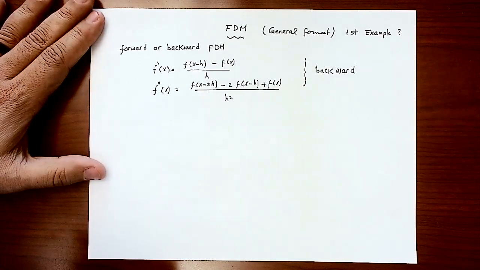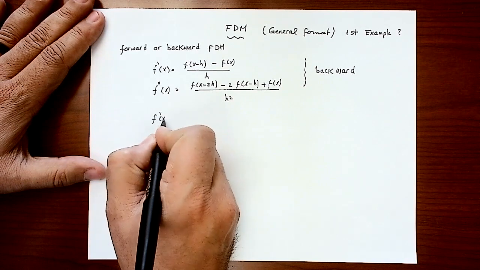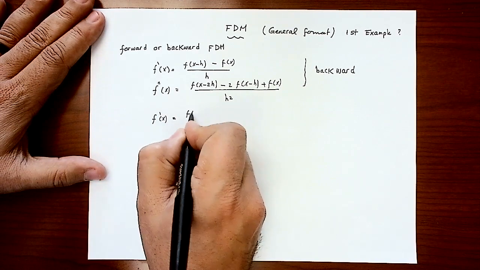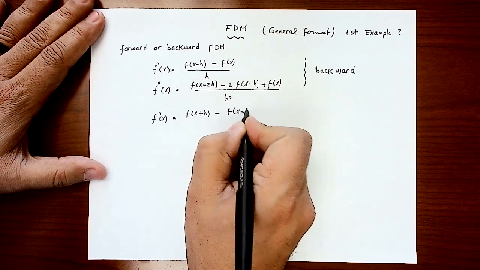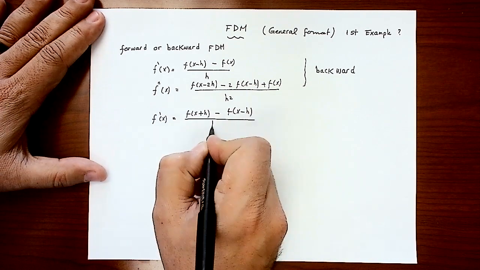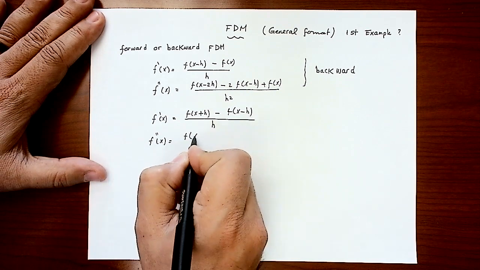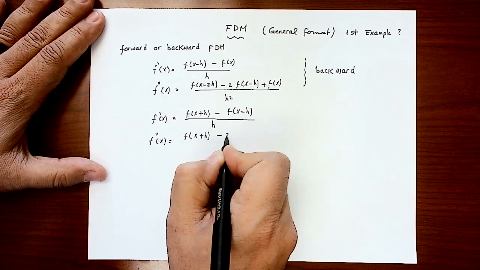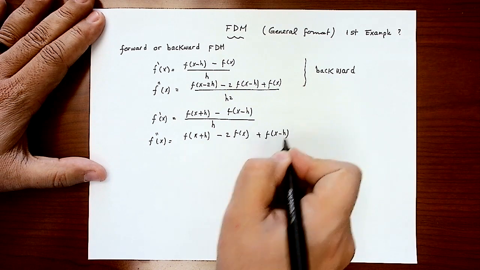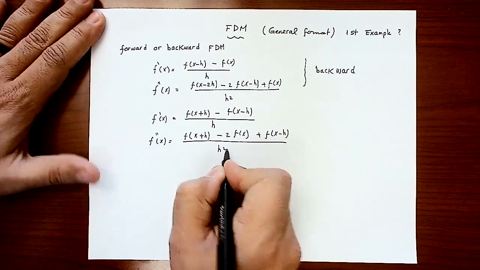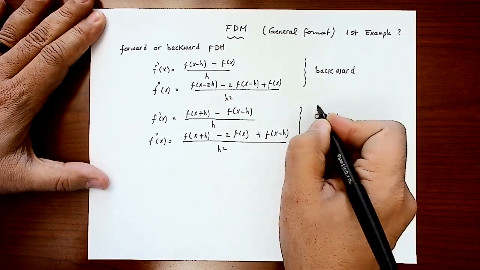finite difference method. If you do the central finite difference method, f prime of x is equal to f of x plus h minus f of x minus h divided by h, and f double prime of x is equal to f of x plus h minus 2 f of x plus f of x minus h divided by h squared. This is the central finite difference method.